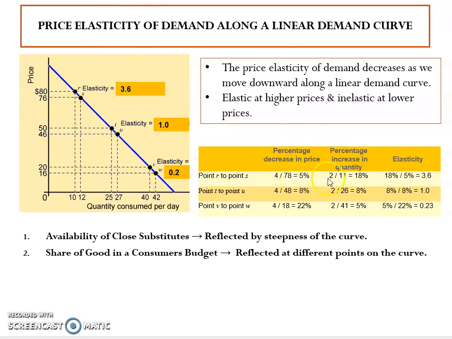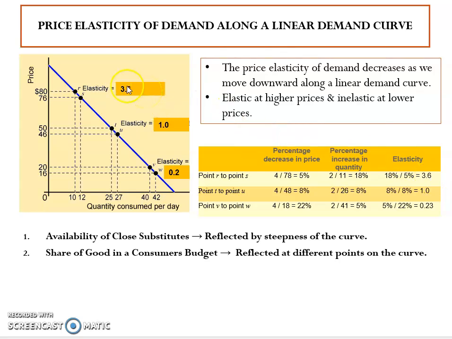You can see the calculations down here. Between point R and S, we can find the percentage change in price by taking the $4 change and dividing it by the midpoint, which is 78. That gives us a percentage change of 5% in price. The quantity percentage change would be that 2 units divided by the midpoint of 11. That gives us an 18% change in quantity. 18% change in quantity divided by 5% change in price gives you an elasticity of 3.6.